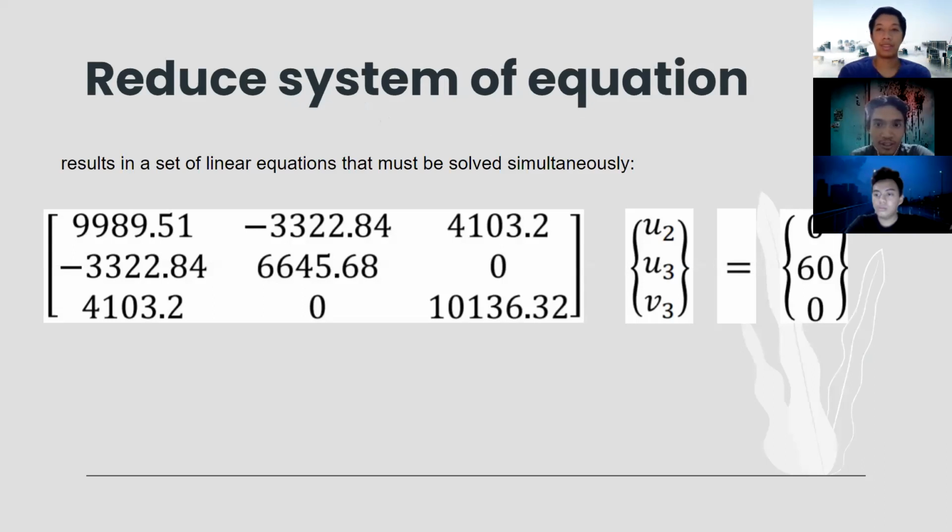Next, we reduce the system of equations, resulting in a set of linear equations that must be solved simultaneously. And then we get F3 equal 60. Next.